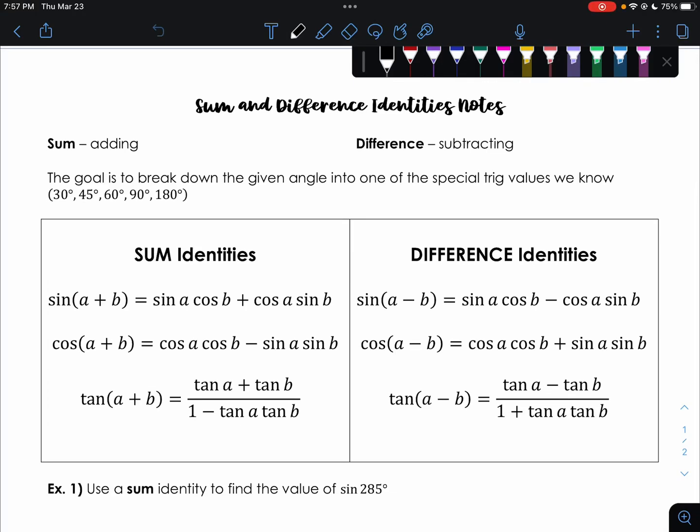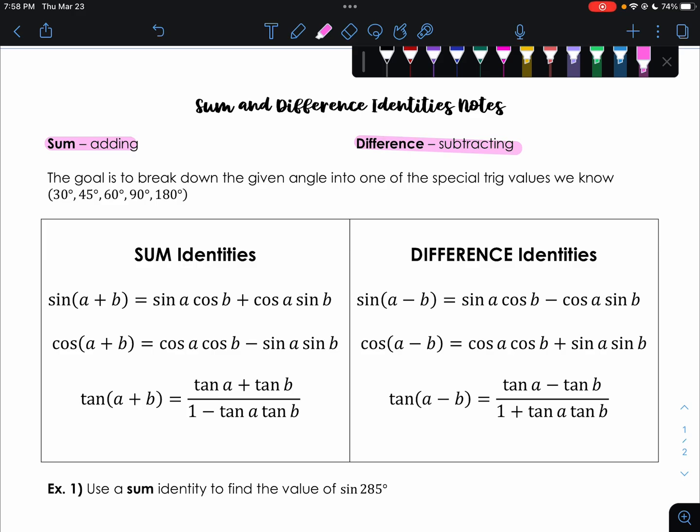Hi everyone, this video is going to be over the sum and difference identities. So the sum is when we are adding two numbers together, and a difference is when we are subtracting two numbers. So the goal of this is to break down whatever angle we're given into an angle that we know, because sometimes we need to find angles of things that we don't know yet, or that we don't know how to do unless we break it down into one of the special trig values that we know.